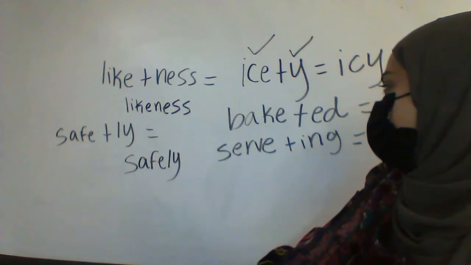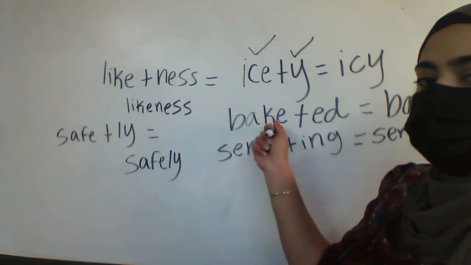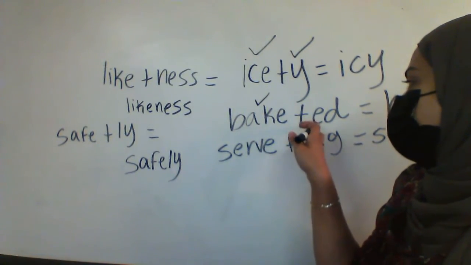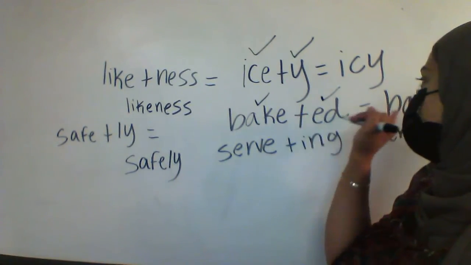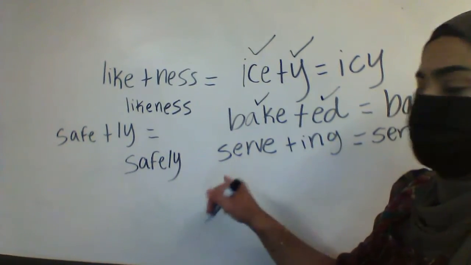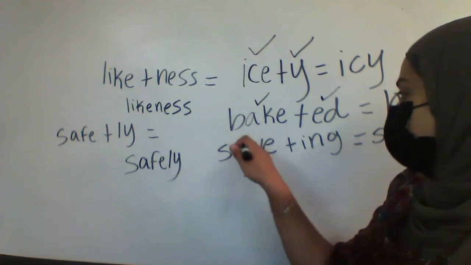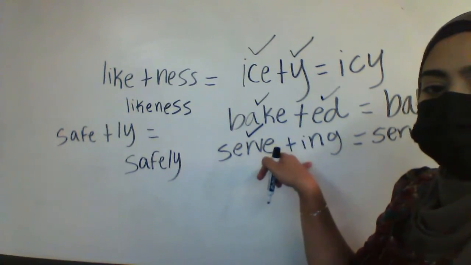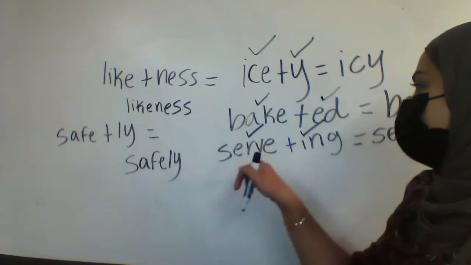All right, let's look at bake. Does it end with a silent E? Yes. Does the suffix start with a vowel? Yes, so you drop the E and add ED. How about here? Does serve have a silent E? Yes. Is ing a vowel suffix? Yes. Two check marks means you drop the E.